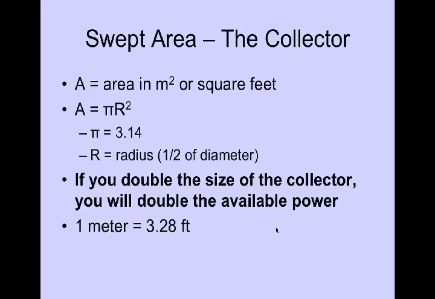Another thing that we need to worry about is the swept area of the rotor. We can calculate it in either square meters or square feet, and the formula is pi times the radius squared, which is half the diameter. Something you need to realize is that if I double the size of the collector, the rotor, I will double the available power. We have a conversion here: 1 meter is equal to 3.28 feet.